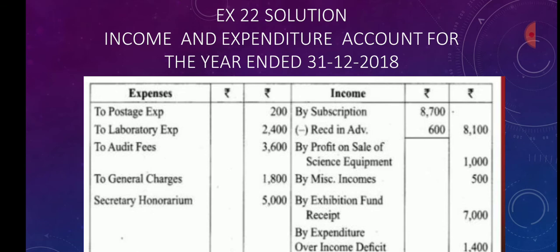The 2018 value is 8700. Then subtract the amount received in advance for 2019, 600. So 8700 minus 600, totally 8100. By profit on sale of science equipment: sold price 6000 minus book value 5000 gives 1000 profit. By miscellaneous income 500. By exhibition fund receipts 7000.